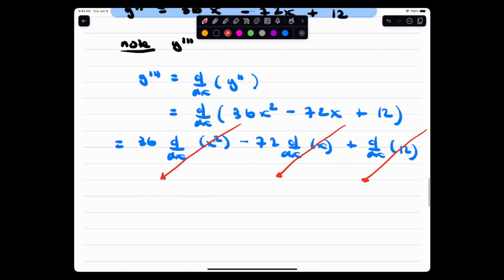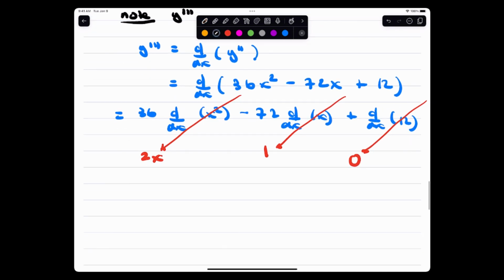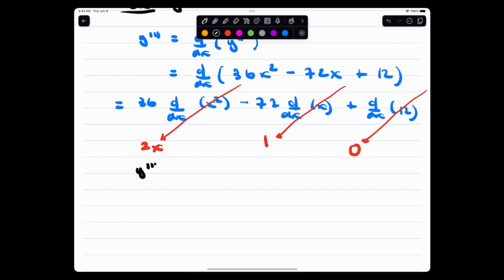What's the derivative of x squared? 2x. Derivative of x. And the derivative of a constant. So, again, if they asked you, that third derivative will be 36 times 2 is what? 72x minus 72 times 1, which would be what? 72. So, ladies and gentlemen, there you go.